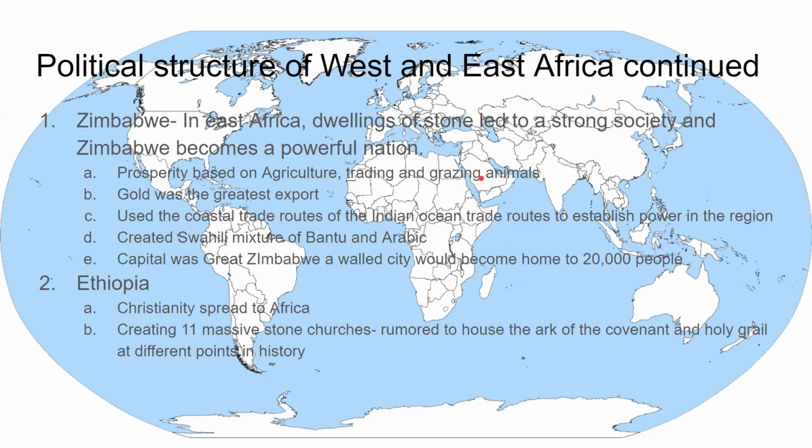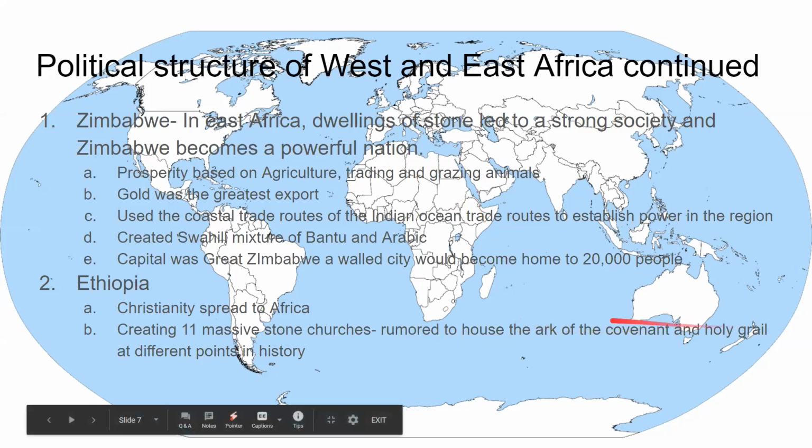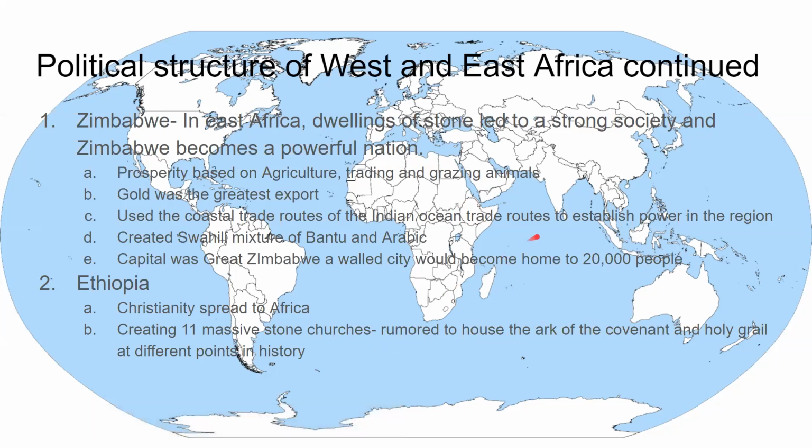Ethiopia is probably the deepest into Africa that Christianity will reach. They're going to create 11 massive stone churches. It is rumored to house the Ark of the Covenant and the Holy Grail at different points in history. It becomes a Christian sanctuary inside of Africa, right?